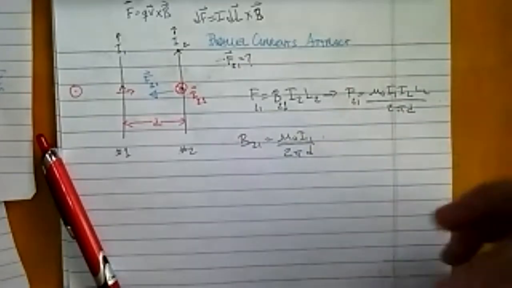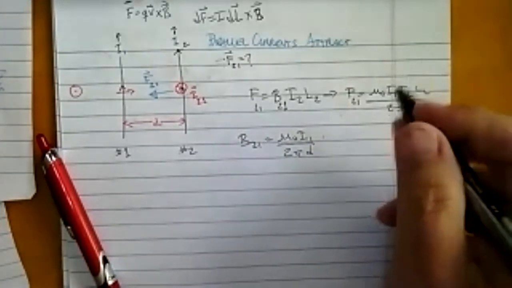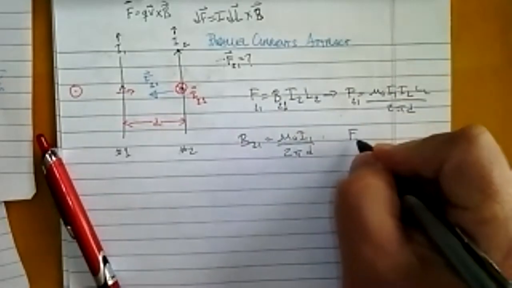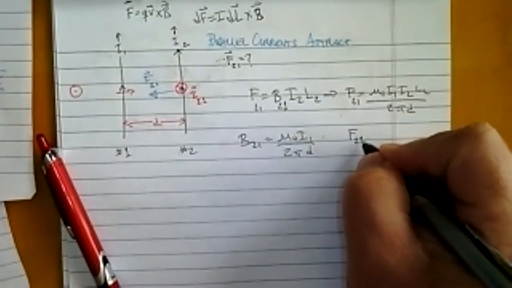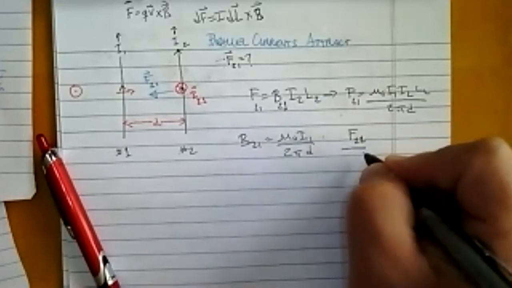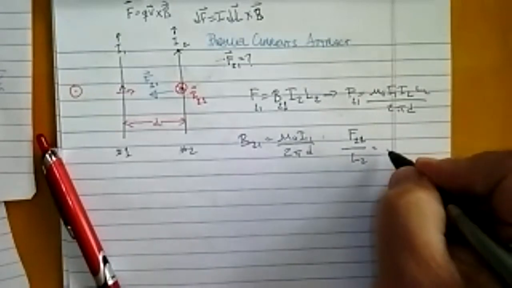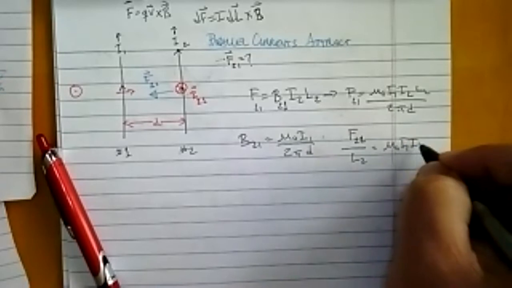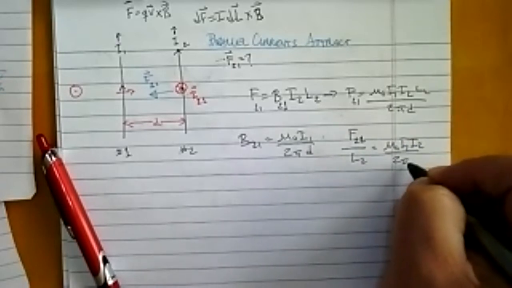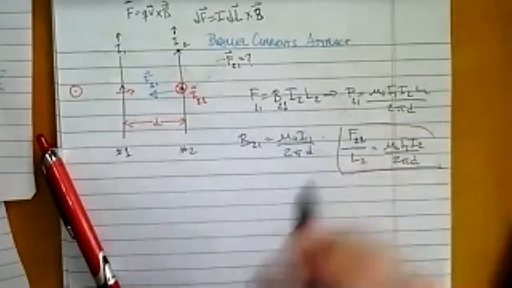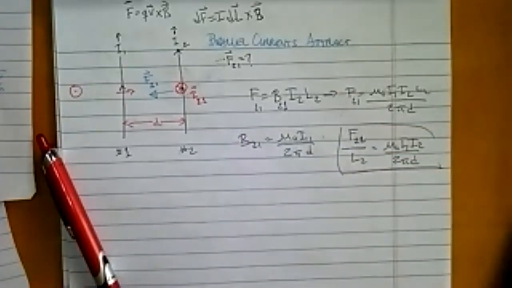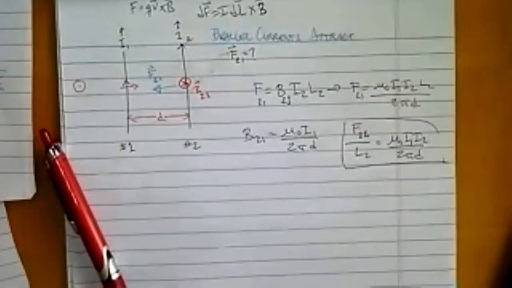Now, in principle, these wires are infinitely long, so we can get around that by talking about the force per unit length. So F21 divided by L2 is the force per unit length. That's mu 0 I1 I2 over 2 pi times the distance between them. That is the force on wire 2 as a result of current in wire 1, namely a current I1. So that's the force per unit length. So that's one thing we can do.